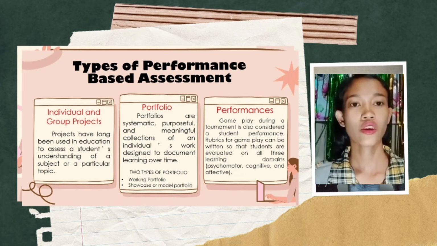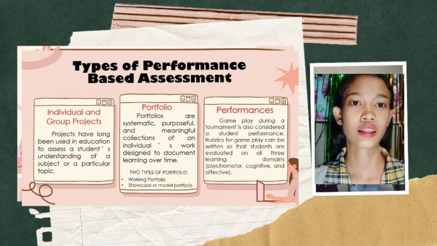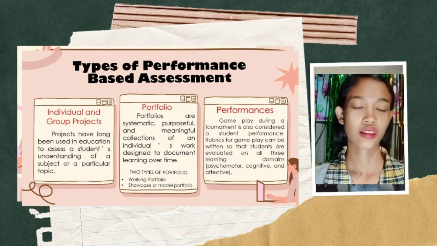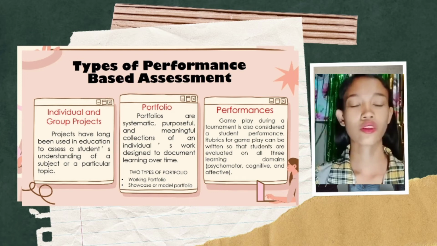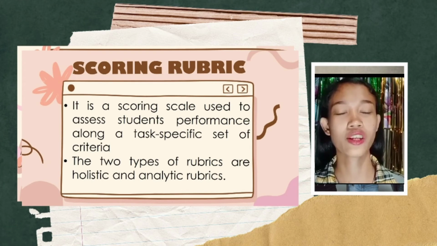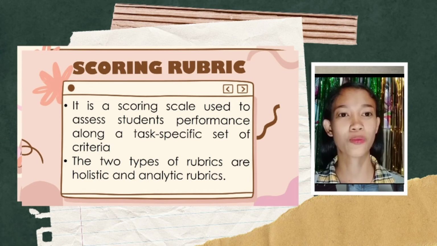So if the learner thinks that his or her work is best, then she or he will put his project in the showcase or model portfolio. The third type of performance-based assessment is performance. A giveaway during a tournament is also considered a student's performance. During the evaluation of learners' performance, a teacher must have a rubric containing three learning domains, which are the psychomotor, cognitive, and affective.